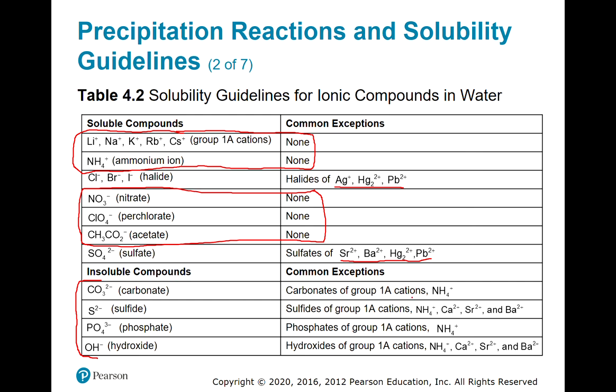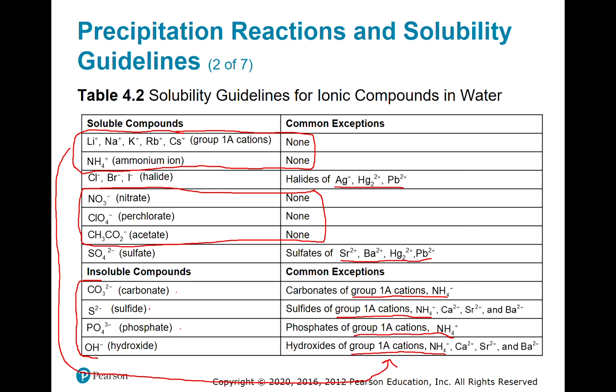For instance, all of these have exceptions for group 1A cations, so alkali metal cations, and ammonium ions. And this is all related to the fact that any of those compounds with those cations will be soluble no matter what, as far as we're concerned. And those are the only exceptions for carbonates or phosphates.